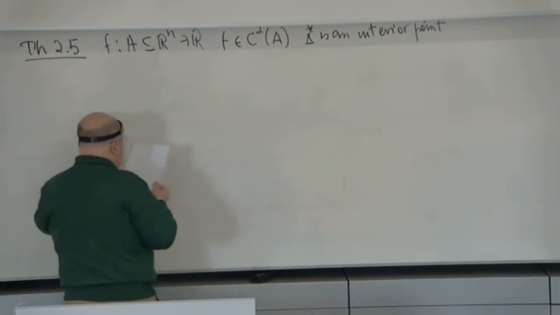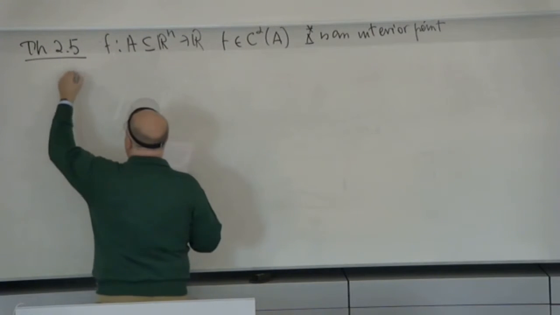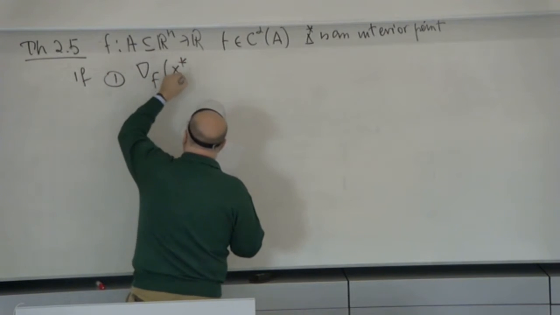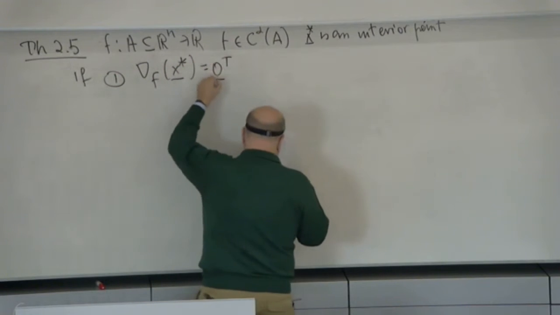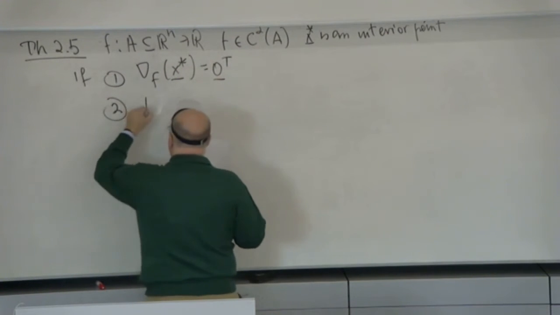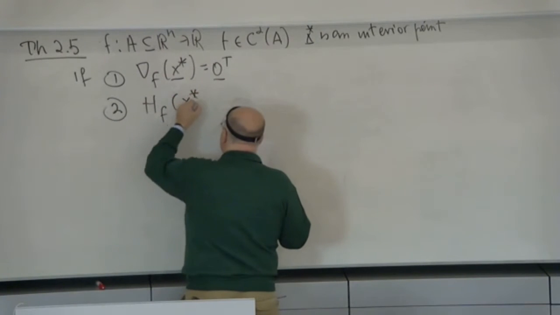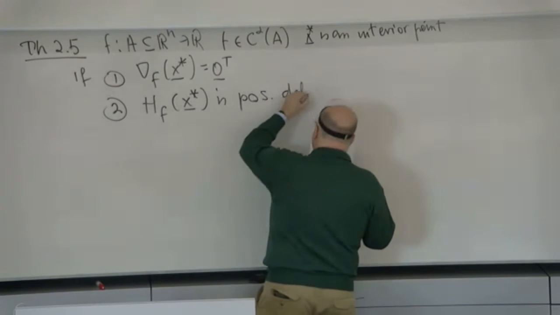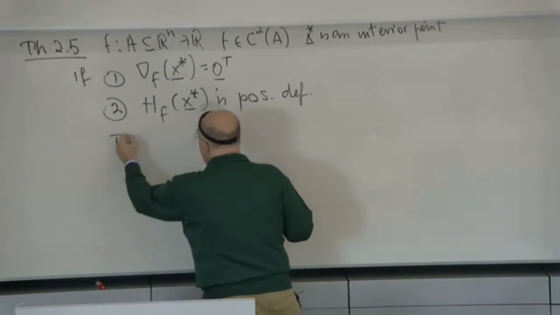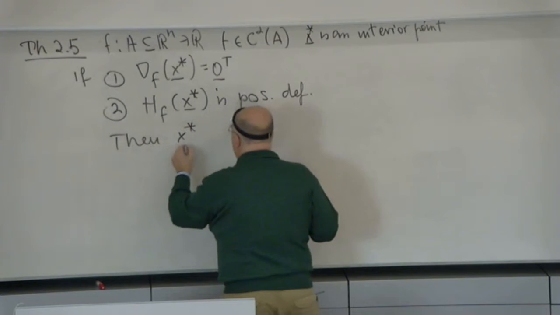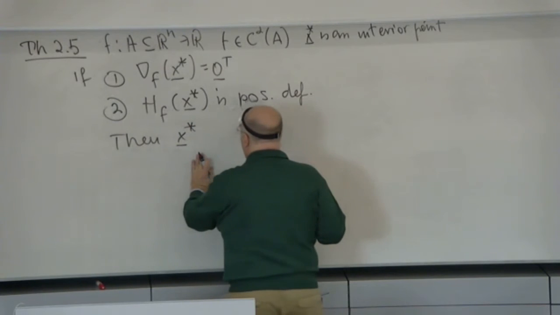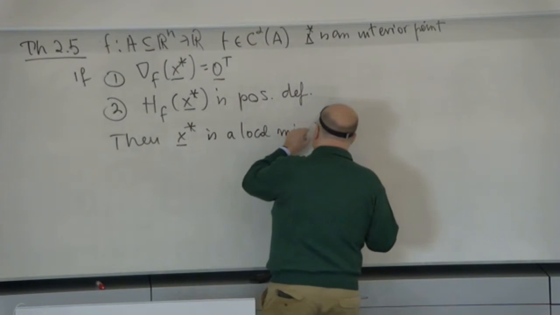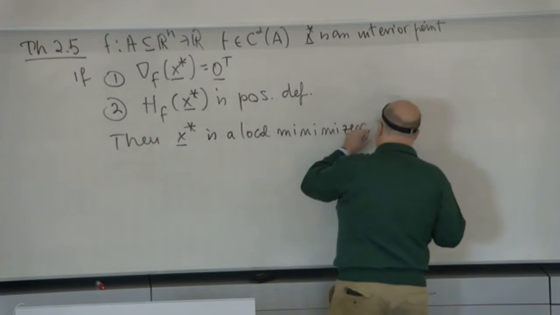So X star is an interior point, and if first the gradient of f at X star is 0, and second, the Hessian of f at X star is positive definite, then X star is a local minimizer.